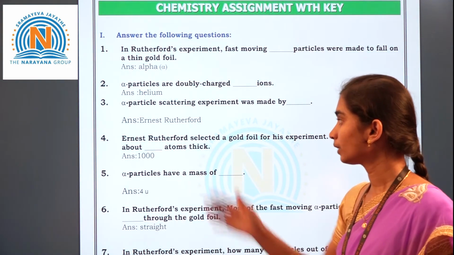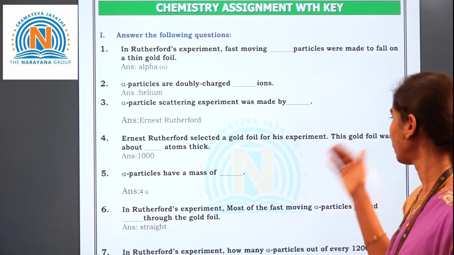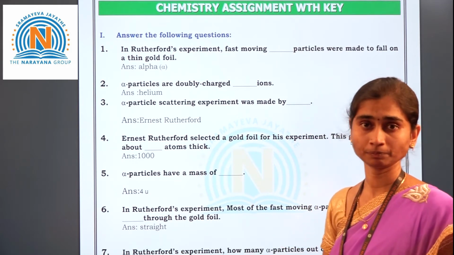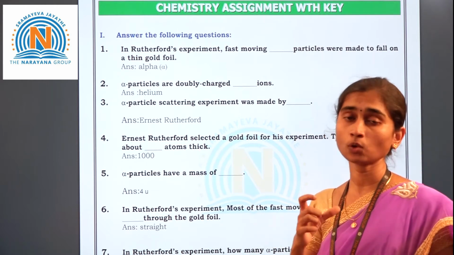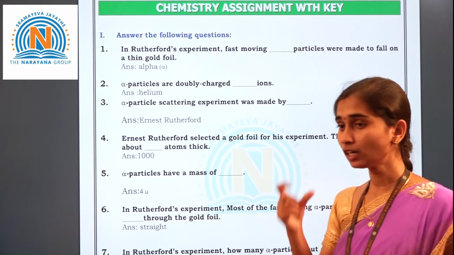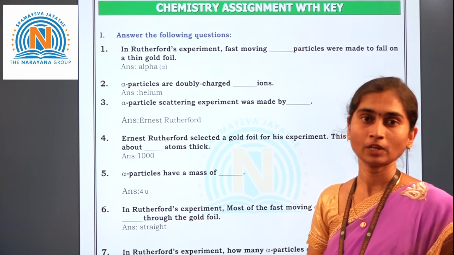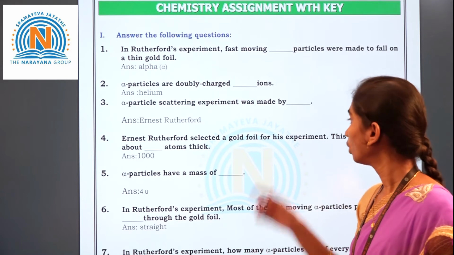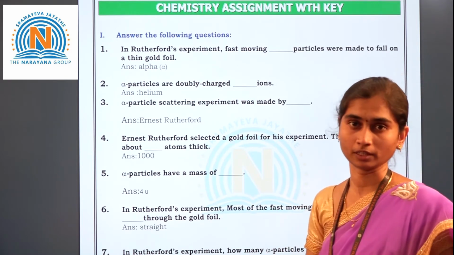And the next question: Ernest Rutherford selected a gold foil for his experiment. This gold foil was about a dash atoms thick. So how many atoms thick is a gold thin foil? 1000 atoms. Why are we considering the gold thin foil? Gold has a highly malleable character. Due to this malleability, we are taking gold thin foil. So our answer is 1000 atoms thick.